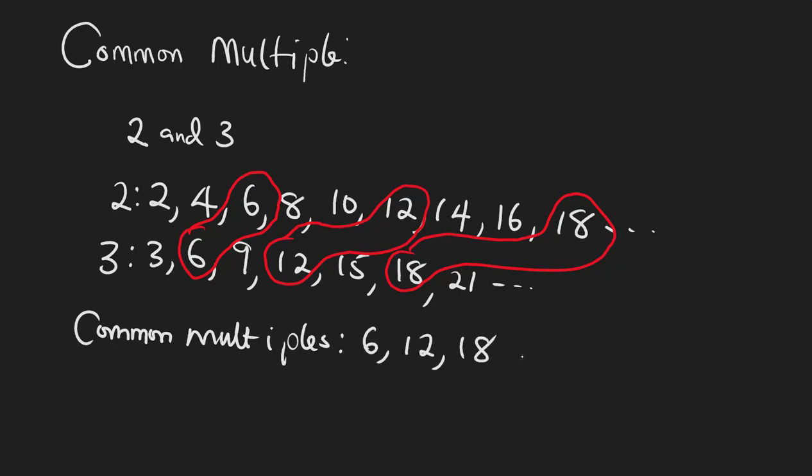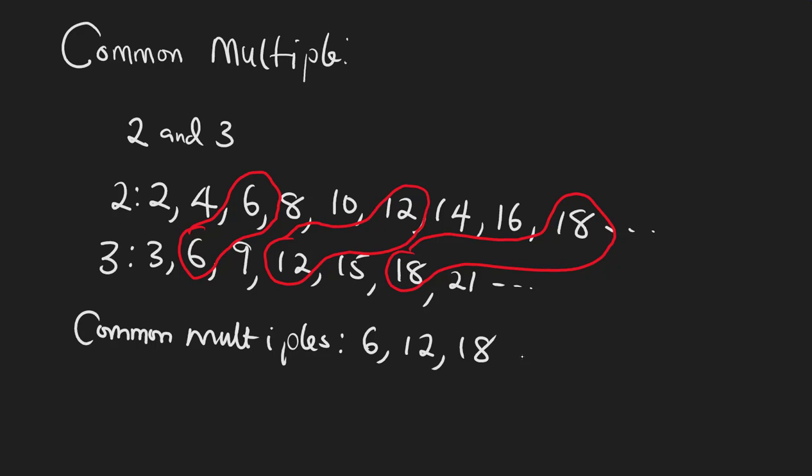If we continue adding the numbers, getting more multiples, there's a high possibility of us getting more common multiples. Okay, so don't be confused. Not because I stopped at 18 here means that's the end of the common multiples. As we keep on getting the multiples of those numbers, there's a high possibility of getting more common multiples.